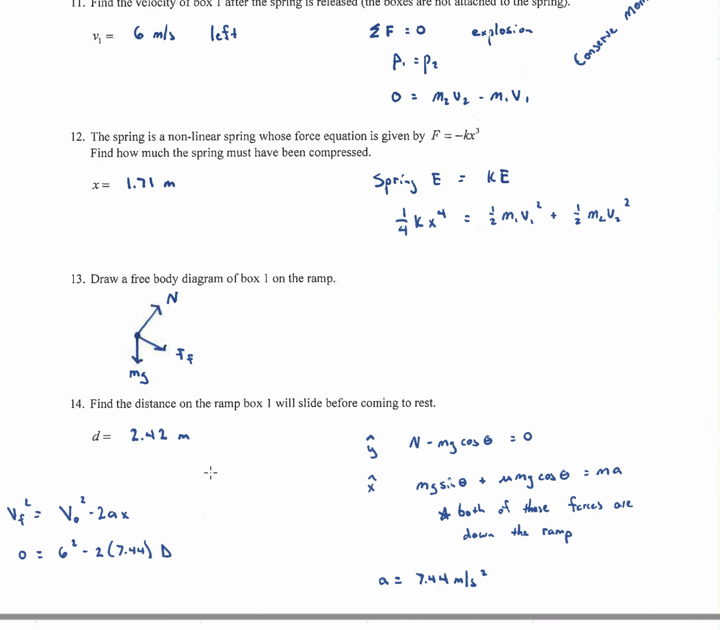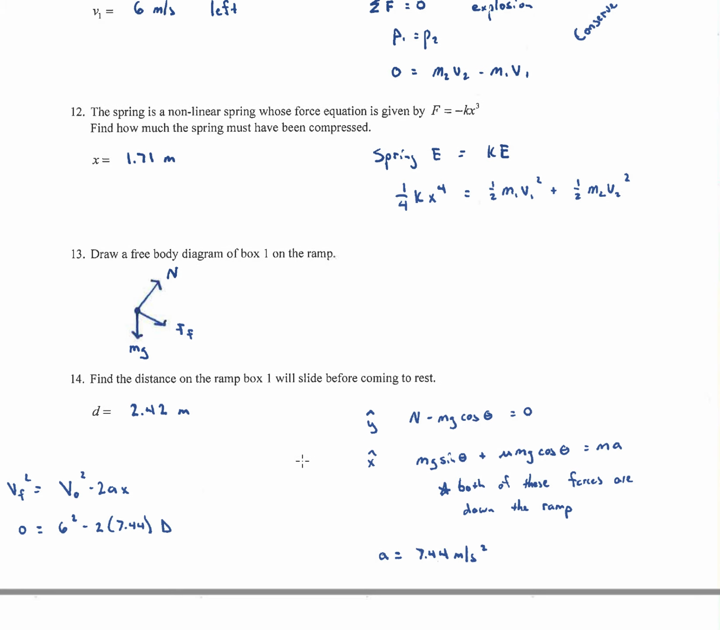You can do this with energy if you would like, or you can do it with accelerations. I particularly think energy is always the easiest, but I did do forces here because I think we needed a good review of that. So in the y-hat direction, we have classic N equals mg cosine theta. And then in the x direction, we know both of these forces are down the ramp. So the acceleration is going to be negative. It's going to be slowing you down. mg sine theta is the force of gravity down the ramp, and friction, mu mg cosine theta, is down the ramp. Again, add those together and find the acceleration rate.